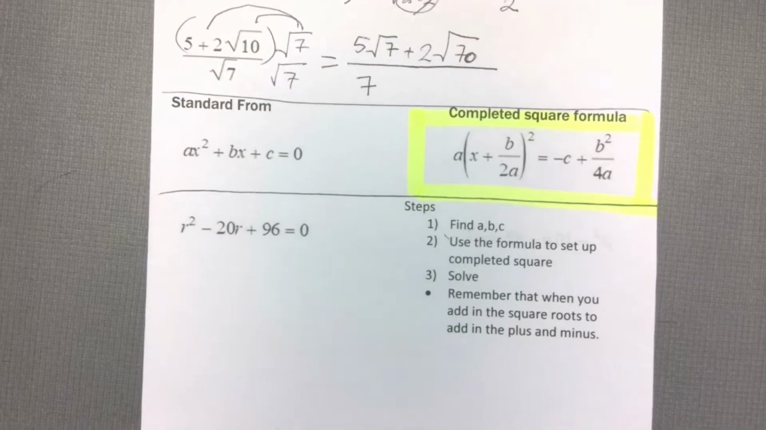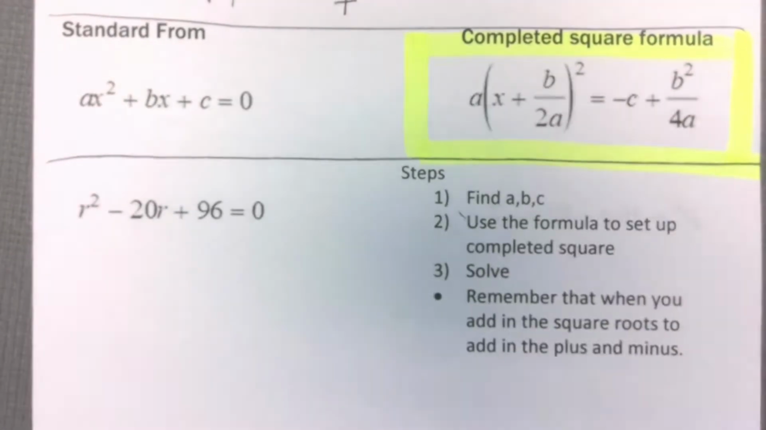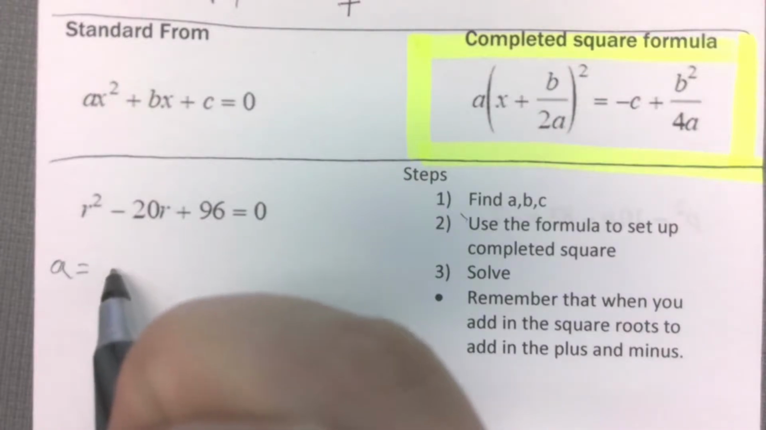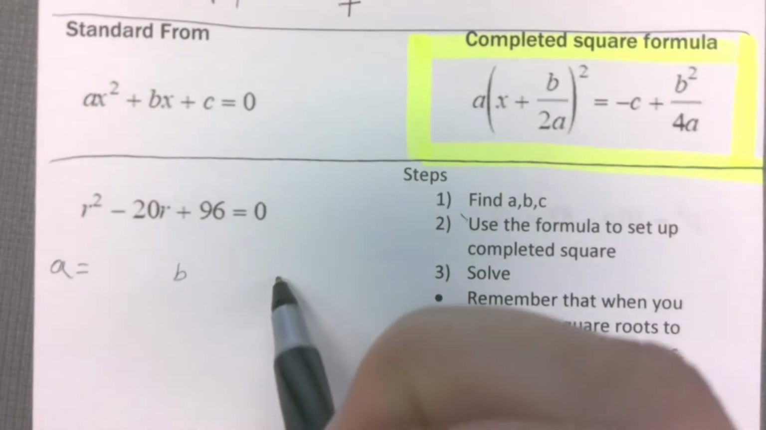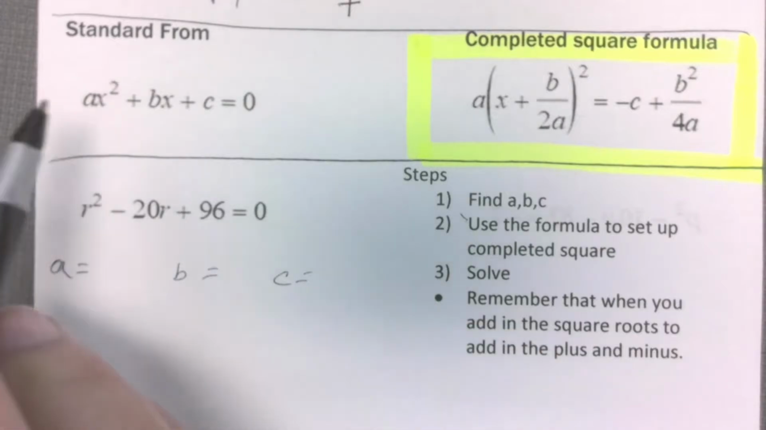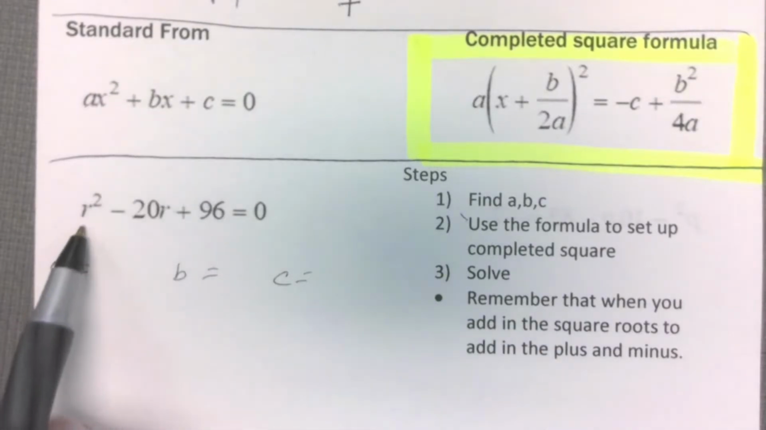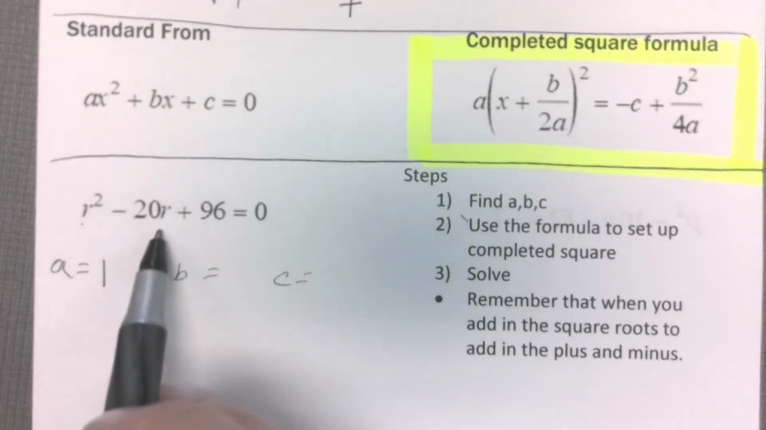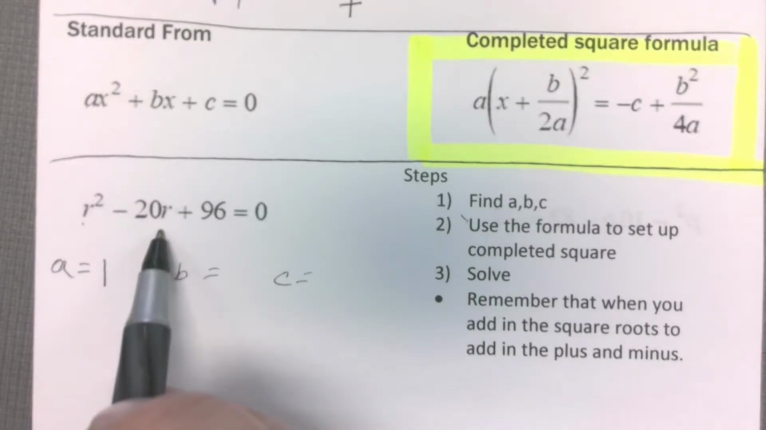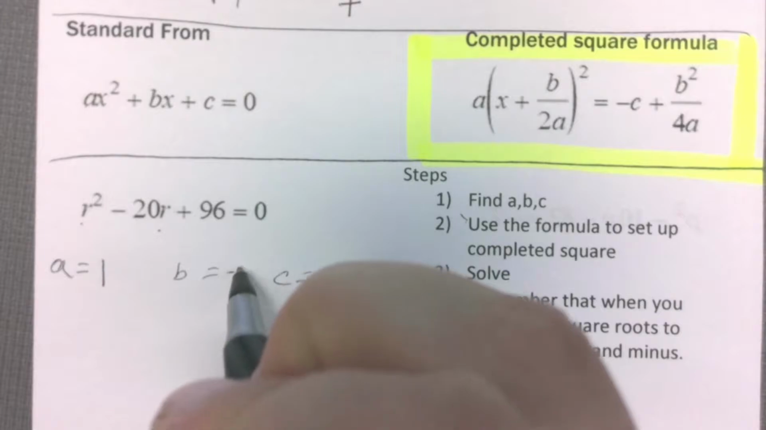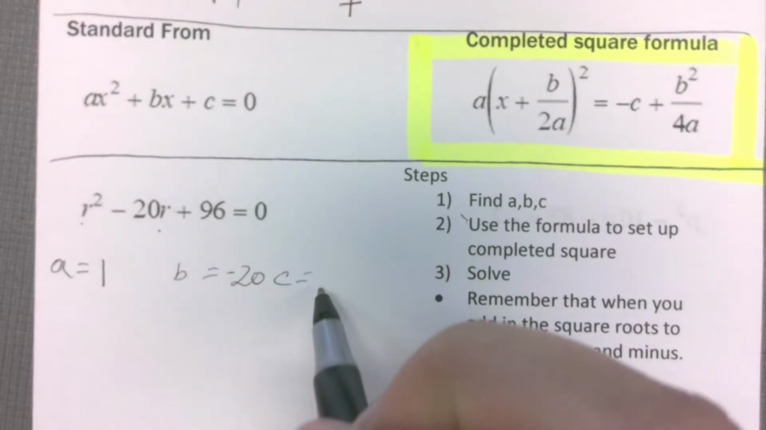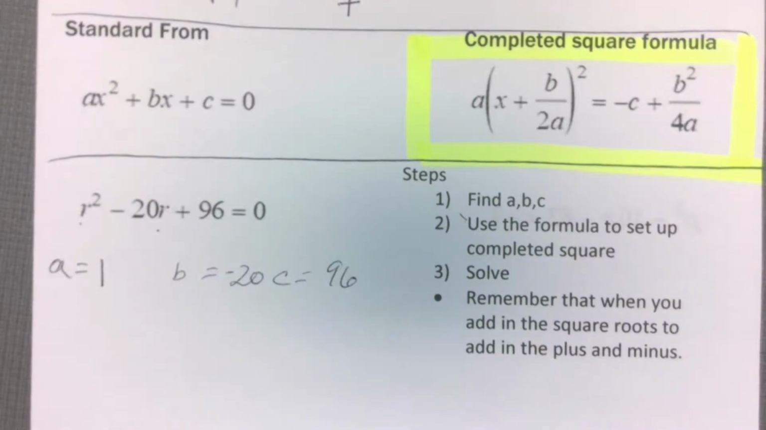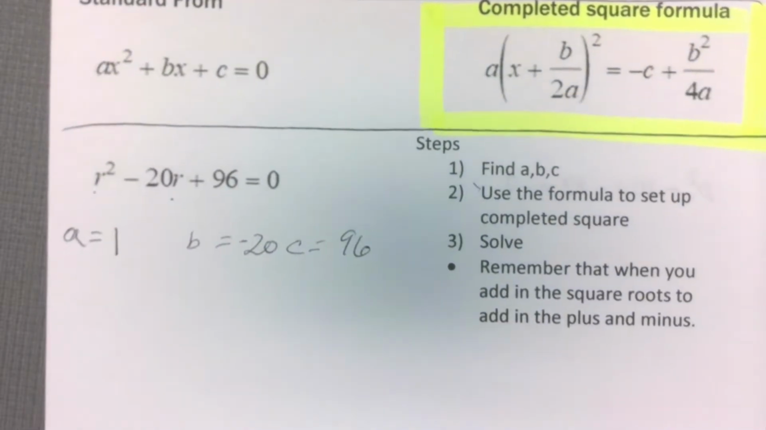I'm gonna zoom in. Okay, what's my A? R. Nope. So remember, it's the number in front. What's the number in front of my R squared? What's the number in front of my R? Negative 20. What's my C? 96. Okay. I'm going to pause so you can write that down.